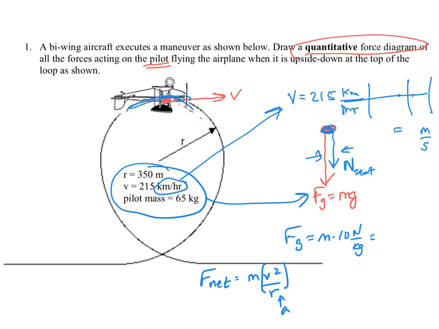But how do we get the normal force of the seat once we know the net force and the gravitational force? Well, you have to come up with an equation for the net force based on your force diagram. In this case, there are only two forces acting and they both point in the same direction. So the unbalanced force, or the net force, is the sum of those two: Fg plus the normal force of the seat on the pilot. Basically, you solve that for the normal force once you figure out all those numbers.